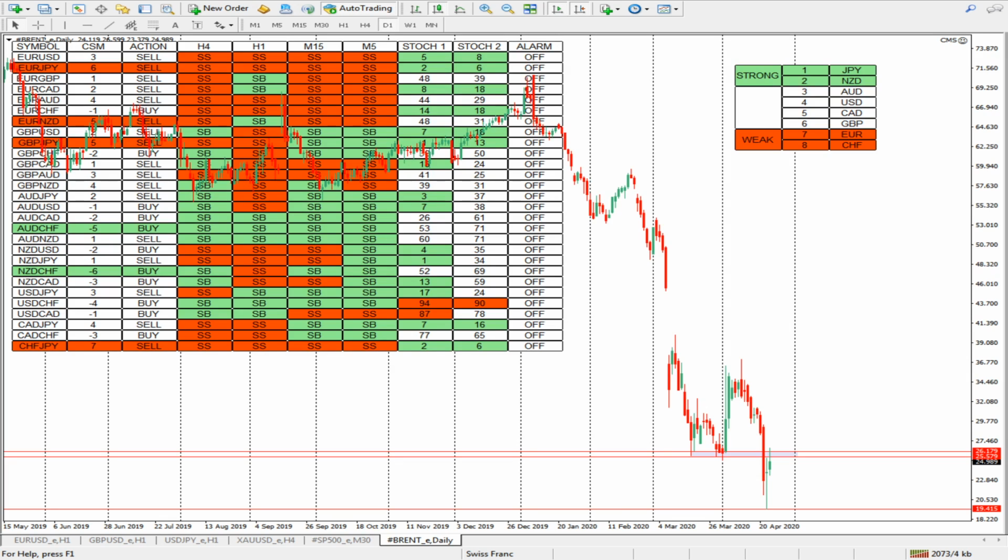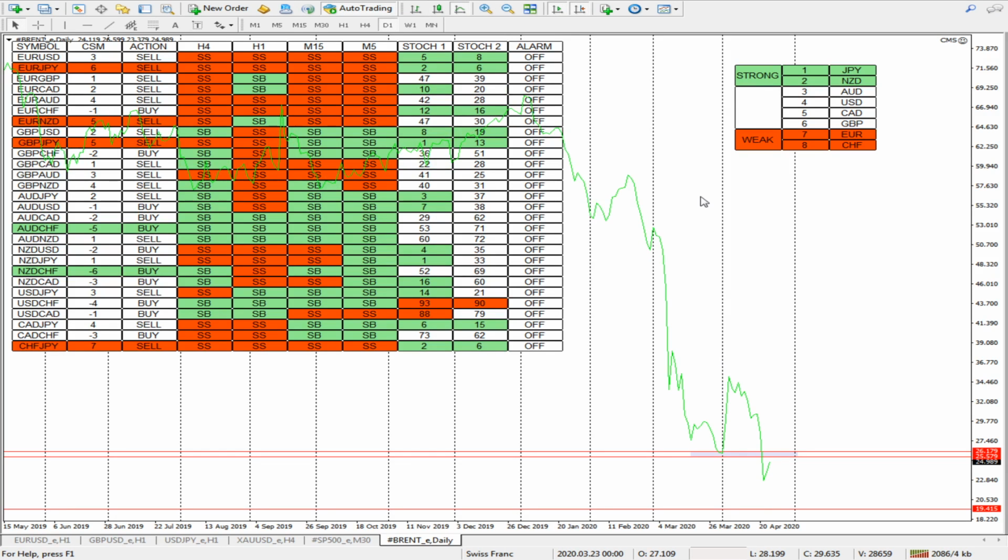Today we have not looked at the strength meter. Let's look at that before we conclude this completely. As I'm speaking now, we have JPY being the strongest symbol. JPY is the strongest, followed by the New Zealand dollar, and then we have Euro being the weakest, followed by the Swiss franc. So today we are trading a combination of either this and this one.